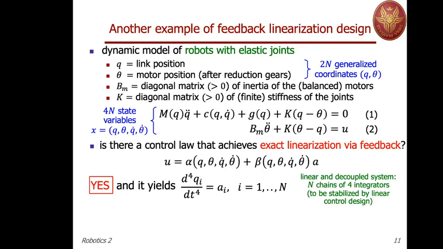In the elastic joint case, so in the system modeled by equations 1 and 2 in this slide, if you take the output q and you take the second derivative, you can see from the first equation that q double dot, if you isolate it, will not have any direct relationship with U, because U is in the second equation. You have to differentiate q double dot 2 more times so as to get an effect of the input U on this higher order derivative. And this is the reason why you get a fourth order system when you're canceling by feedback all nonlinearities.